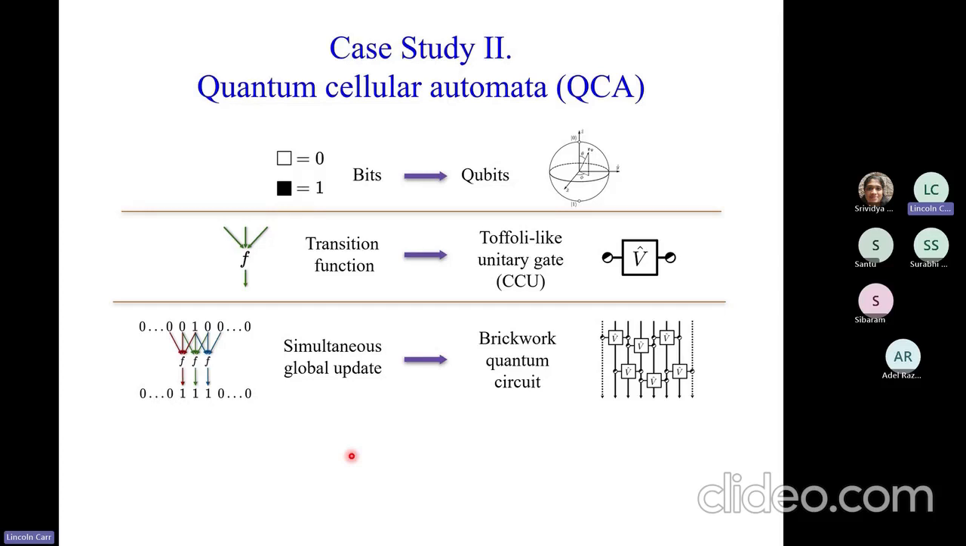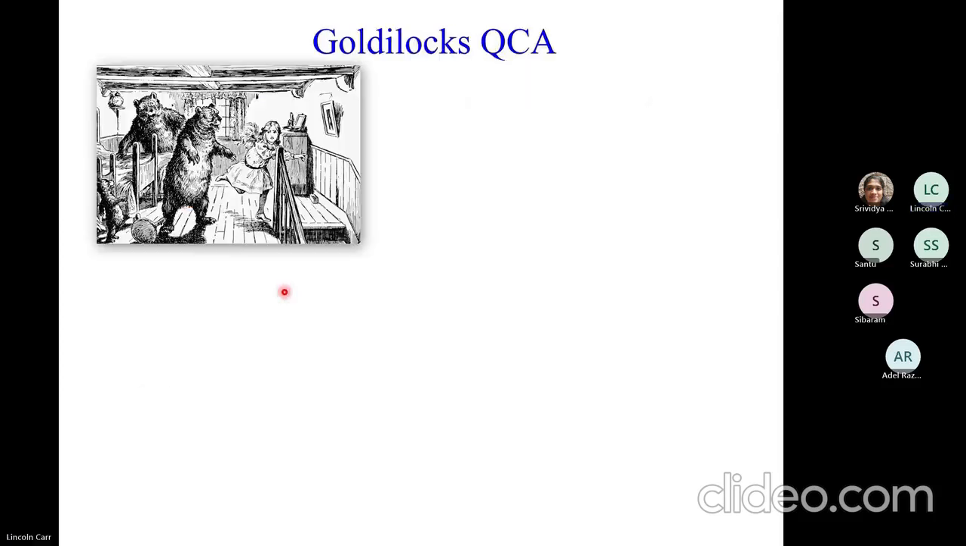But on the physical complexity side, it turns out the physical complexity does not care about the ordering in the circuit. It actually doesn't care about the local unitary theory. It only cares about the transition function.